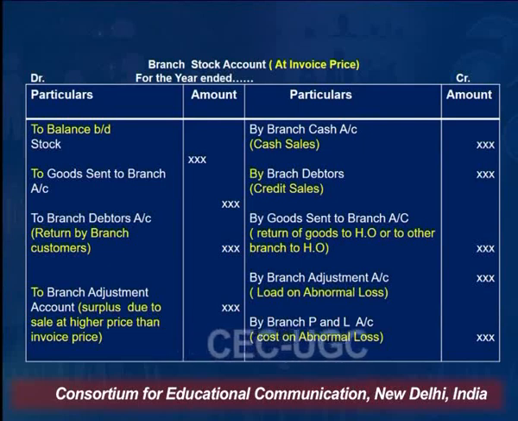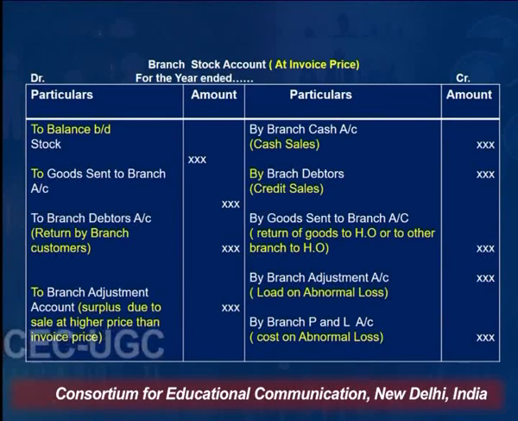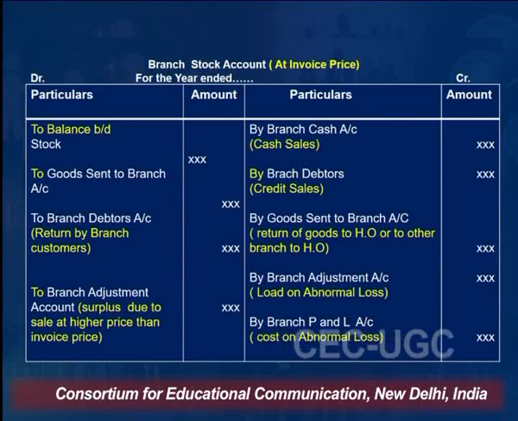So how to treat the abnormal loss in the branch account? Basically you have to segregate that abnormal loss. If abnormal loss is given in the question, you have to segregate that part. For example, the amount of abnormal loss given in the question is 150: 100 is cost and 50 is loading part. So basically you have to segregate these items, that is abnormal loss.